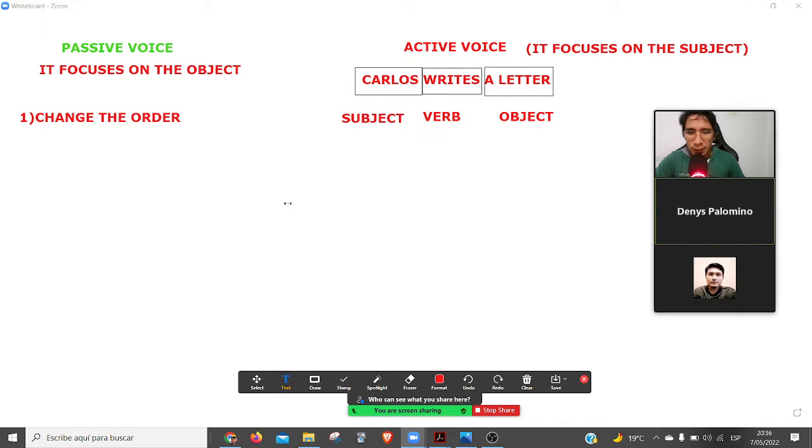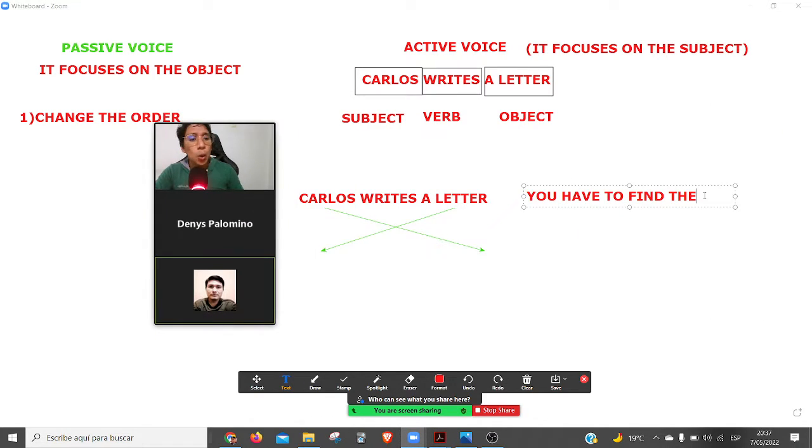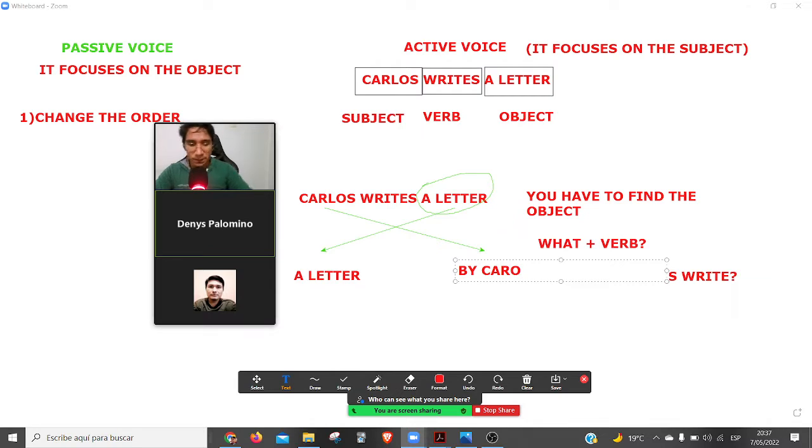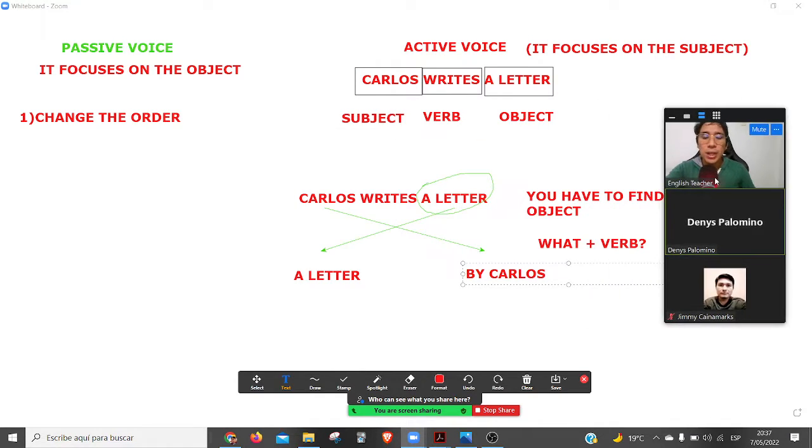For example, you have here, Carlos writes a letter. What do you have to do first? You have to find the object. And how do we find the object? We need to ask the question, what plus the verb. For example, the sentence is in present simple, so what does Carlos write? A letter. So a letter is the object. So we write a letter, okay? And here we change by Carlos. So the first step is to change the order.